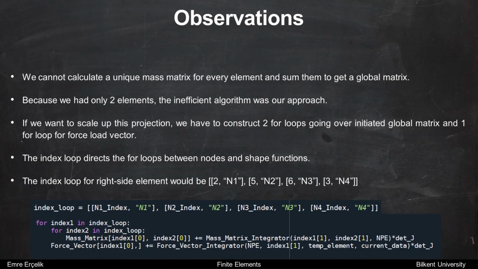Again, we have some observations. We cannot calculate a unique mass matrix for every element and sum them to get a global matrix. Because we had only 2 elements, the inefficient algorithm was our approach. If we want to scale up this projection, we have to construct 2 for loops going over the initiated global matrix and 1 for loop for the force load vector. The index loop directs the for loop between nodes and shape functions. The index loop for the right side element is given.